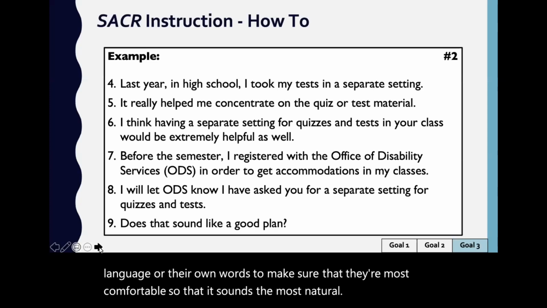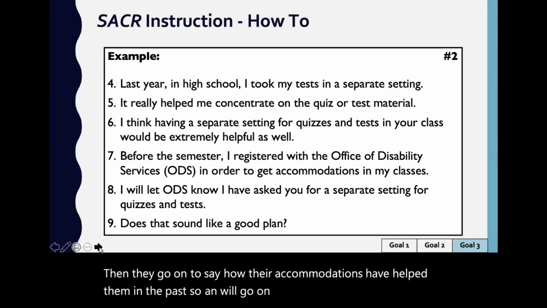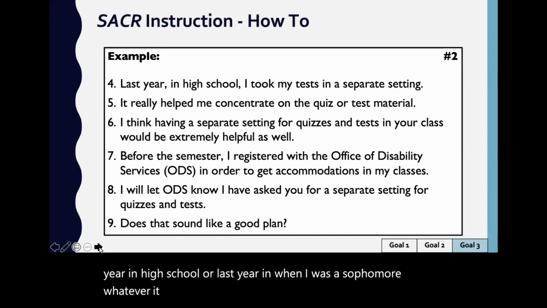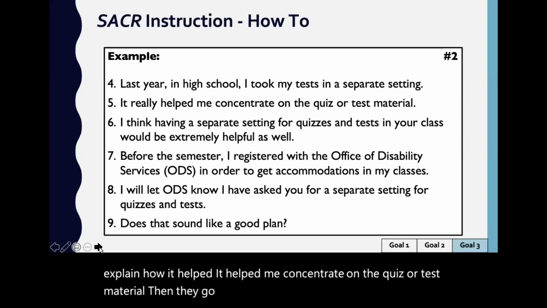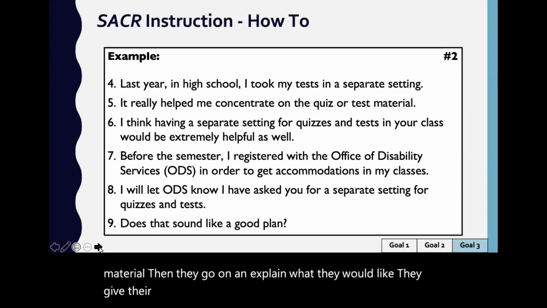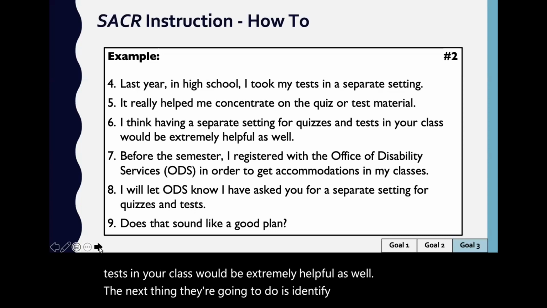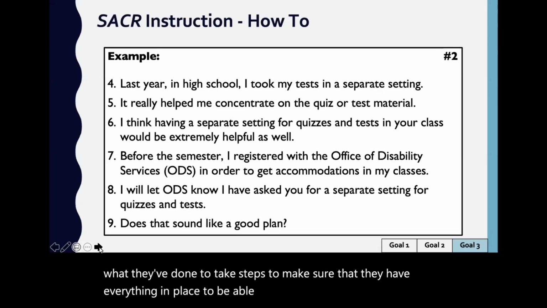Then they go on to say how their accommodations have helped them in the past. So Anne will go on to her instructor and say, "Last year in high school, or last year when I was a sophomore, whatever it is, I took my tests in a separate setting." Then they explain how it helped. "It helped me concentrate on the quiz or test material." Then they explain what they would like. They give their ask. "I think having a separate setting for quizzes and tests in your class would be extremely helpful as well." The next thing they're going to do is identify their responsibility and what they've done to take steps to make sure that they have everything in place to be able to use these accommodations.